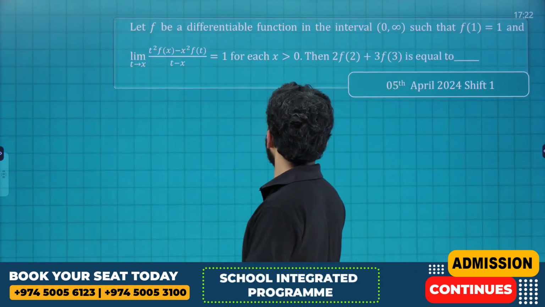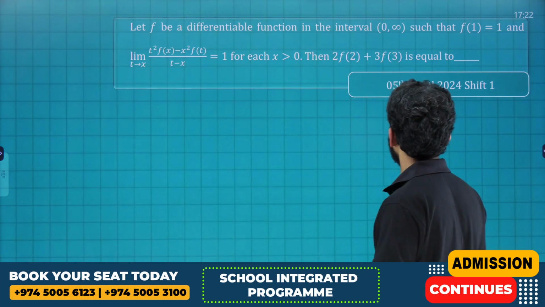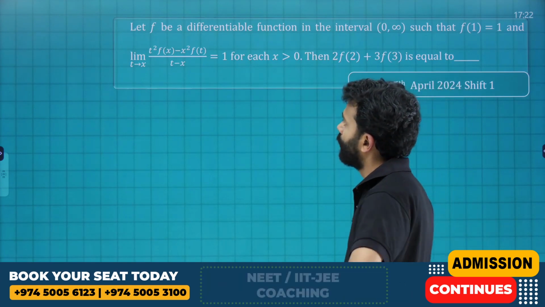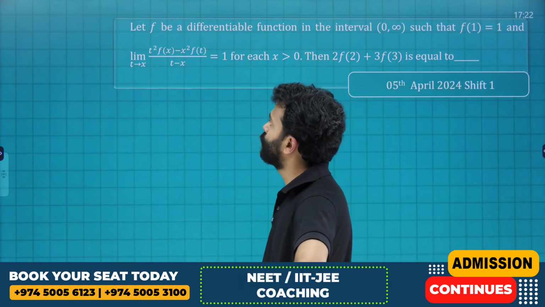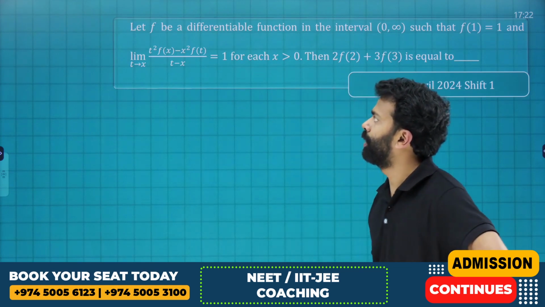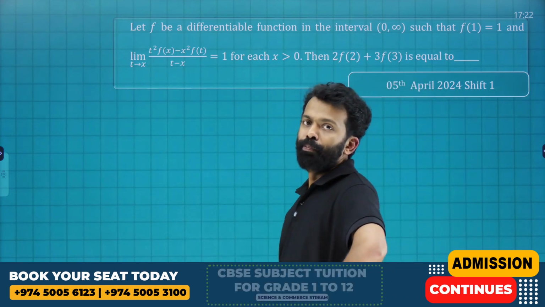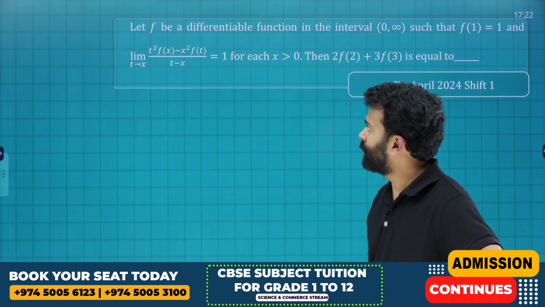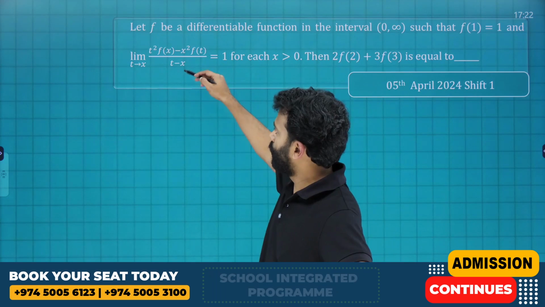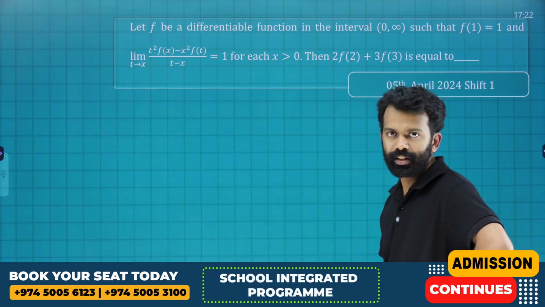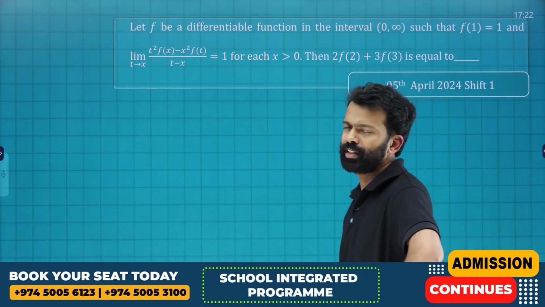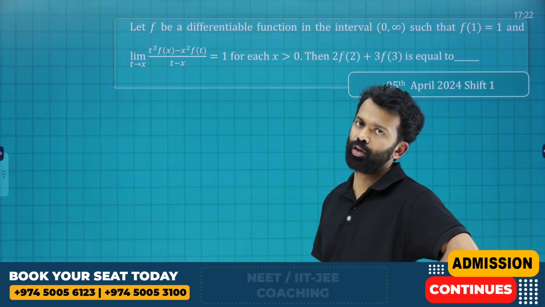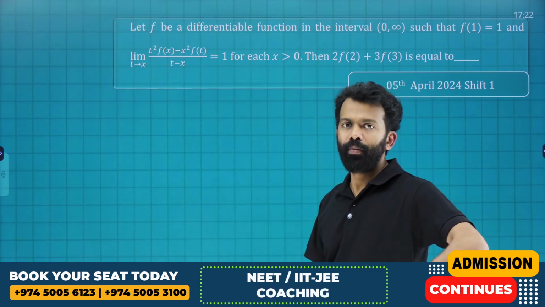Yeah, f is a differentiable function in the interval open 0 to infinity such that f of 1 is equal to 1. Then limit t tends to x, t square f of x minus x square f of t divided by t minus x. Beware of this problem. See, obviously, if you substitute t is equal to x, numerator will be 0, so is the denominator. So it's in indeterminate form. Therefore, if it is in 0 by 0 form, hopefully we can apply L'Hospital rule, which will ease the calculation.